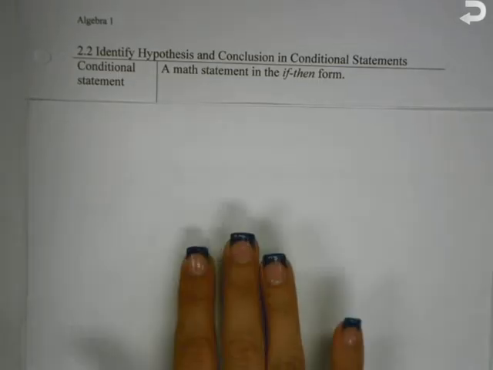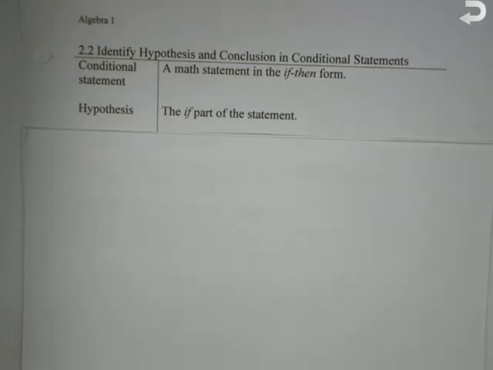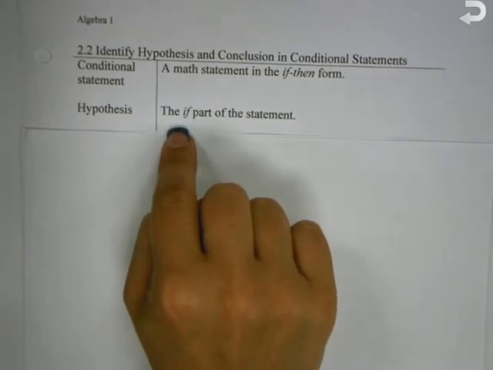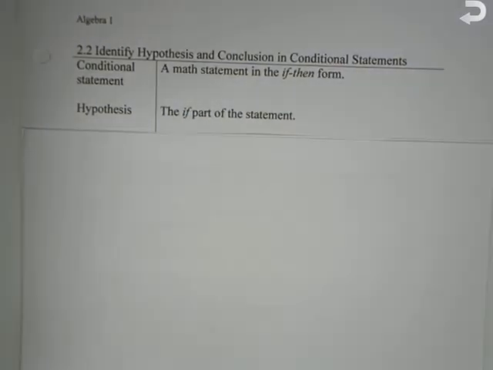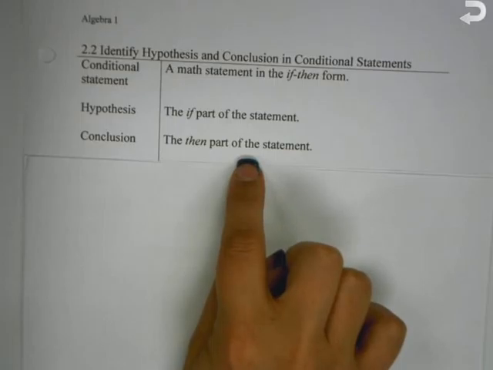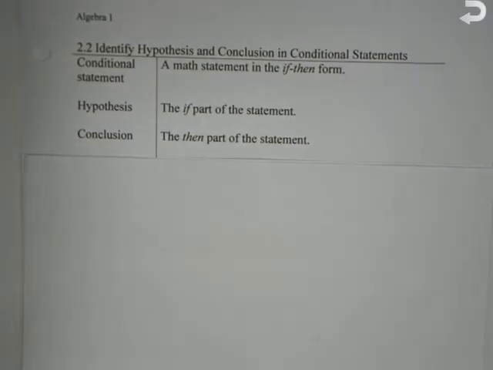Okay, we also have a hypothesis. Now, in science, hypothesis means your guess. So in these types of statements, the hypothesis is going to be the if part. So the part that says if this, that's our hypothesis. So then the conclusion is the then part. Okay? So the hypothesis is the if part, the conclusion is the then part.